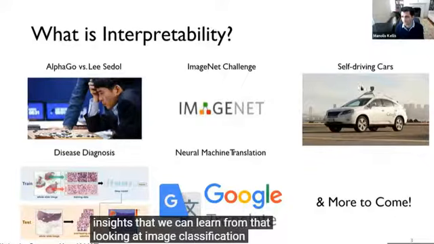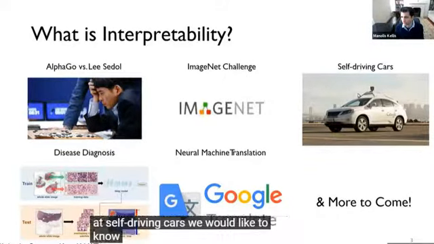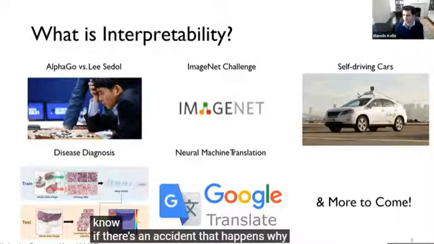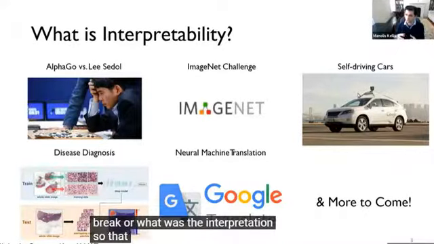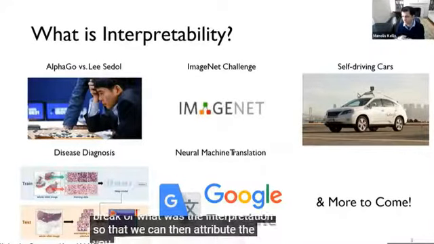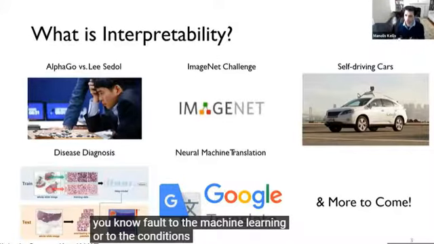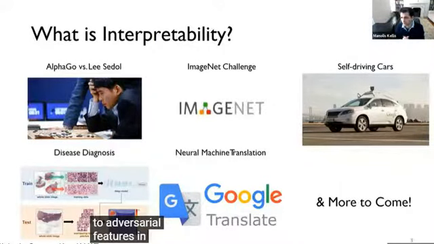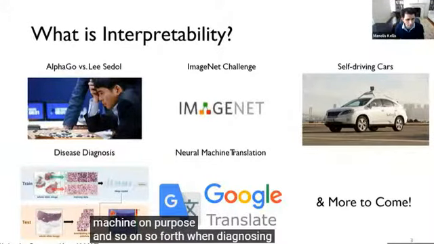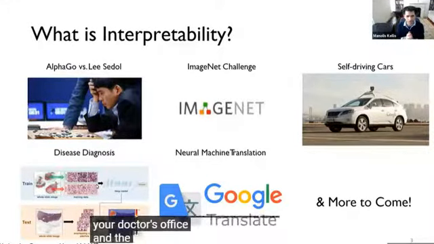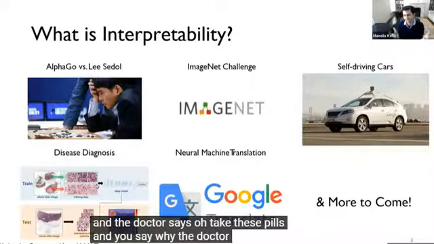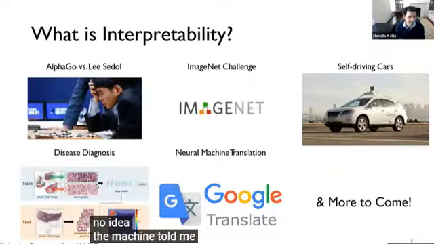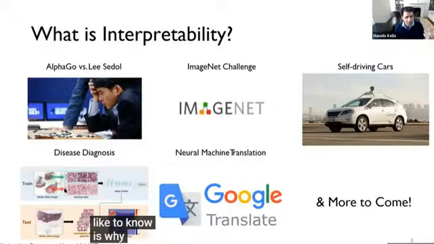Looking at image classification, looking at self-driving cars, we would like to know if there's an accident that happens, why did the car turn right? Or why did the car not brake? Or what was the interpretation? So that we can then attribute the fault to the machine learning, or to the conditions, or to the insurance company, or perhaps to adversarial features in the map that trick the machine on purpose, and so on and so forth. When diagnosing disease, you don't want to show up at your doctor's office and the doctor says, oh, take these pills. And you say, why? And the doctor says, I have no idea. The machine told me. So what you would like to know is, why did the machine say that?